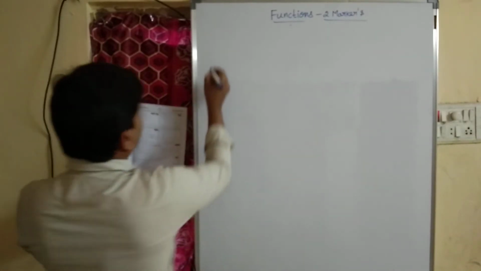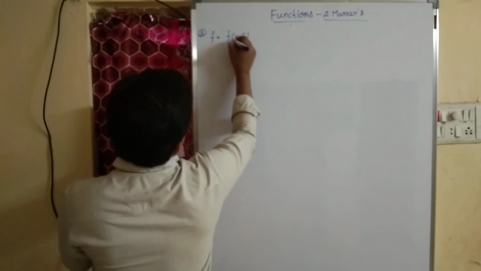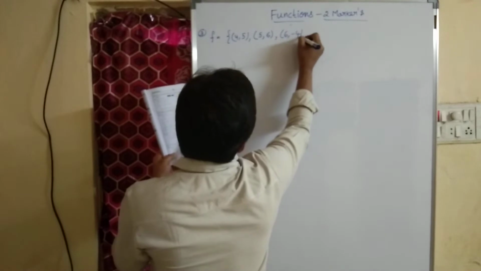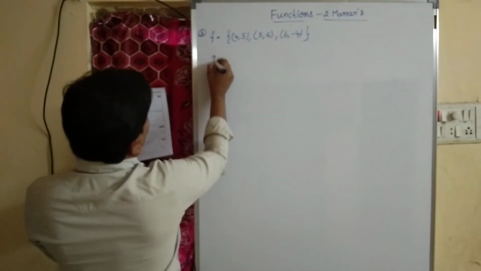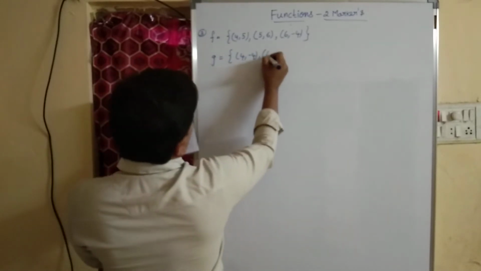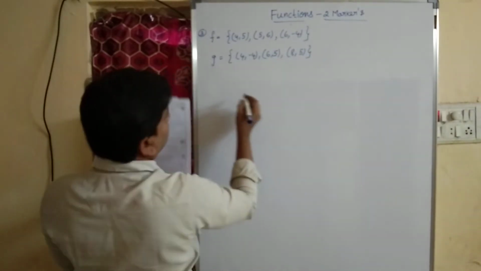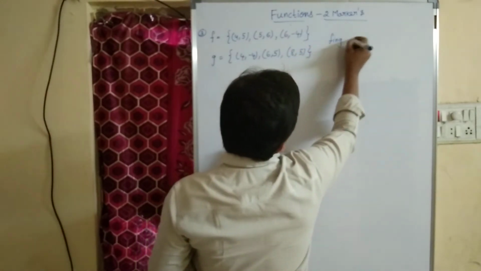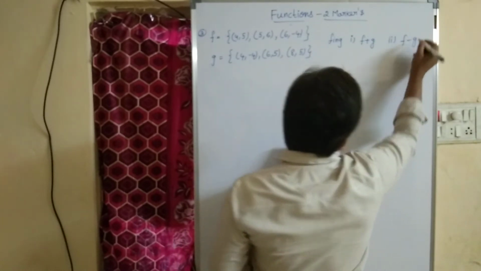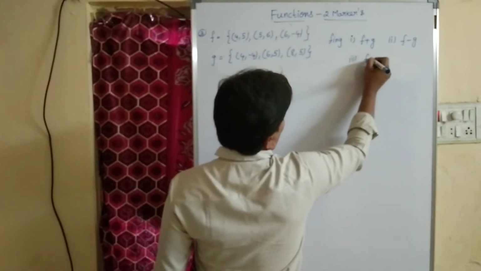As given, f equal to {(4,5), (5,6), (6,-4)} and g equal to {(4,-4), (6,5), (8,5)}. Then find, first question, f plus g, the second question, f minus g, and the third question, fg.